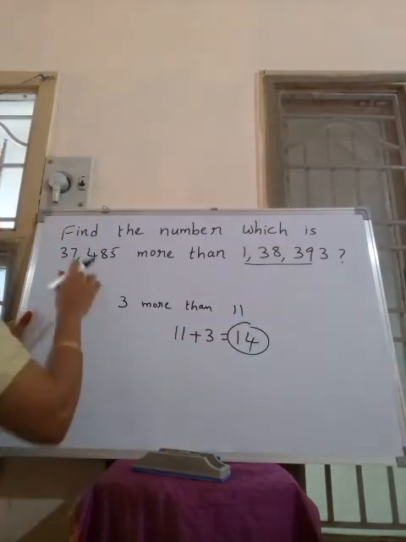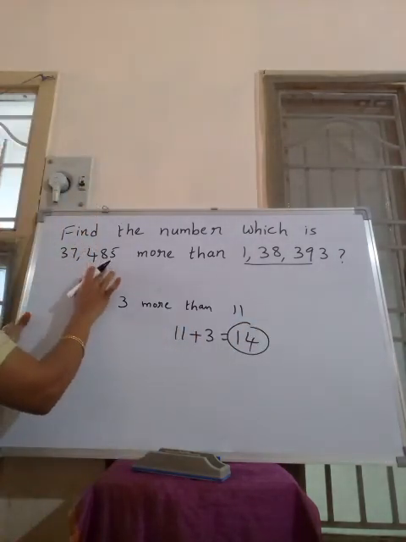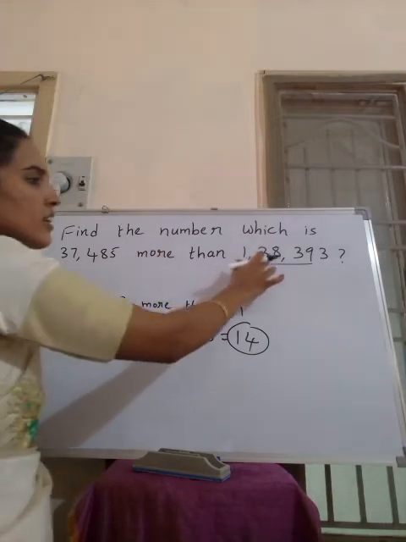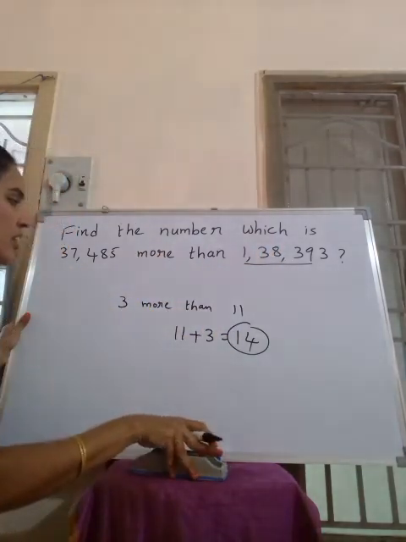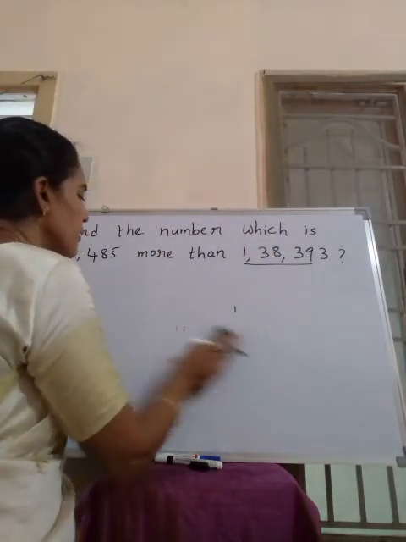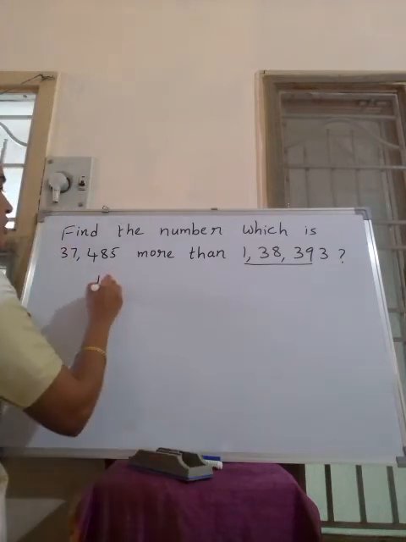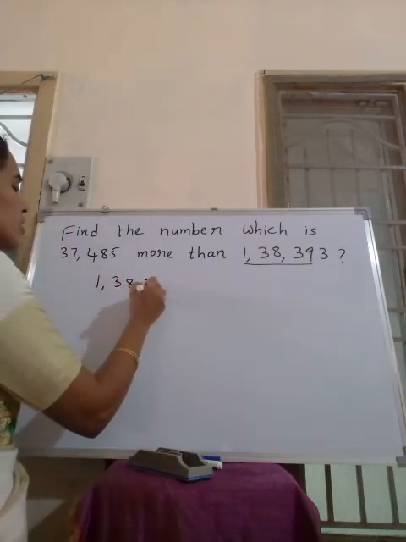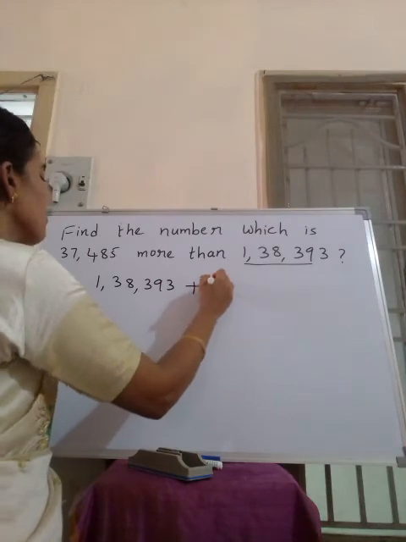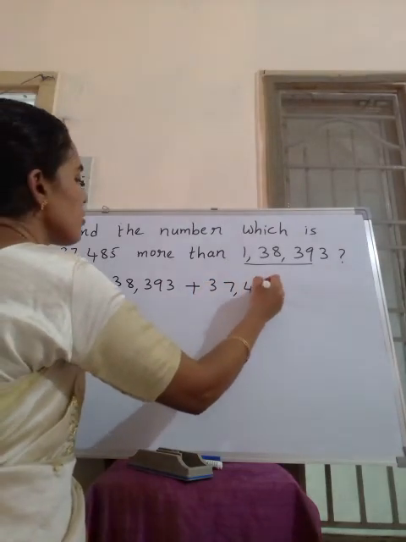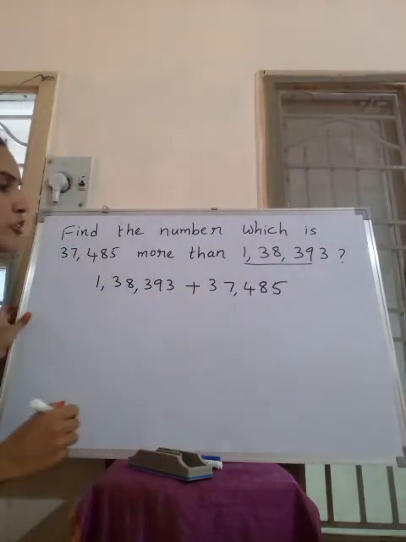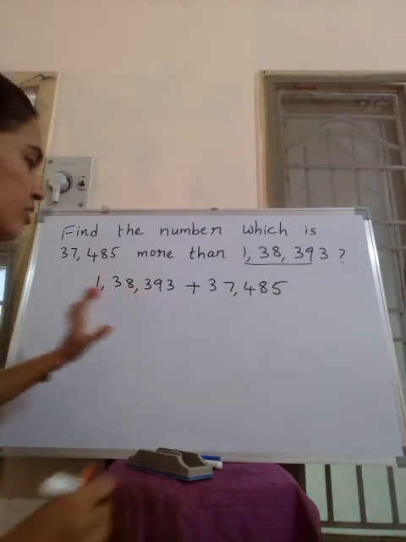Here also the number is 37,485 more than 1,38,393. Therefore, what is that number? 1,38,393 plus 37,485. If you want that number, we have to add these two.